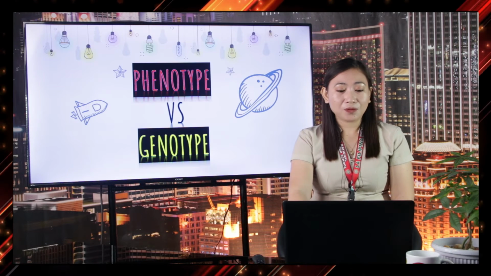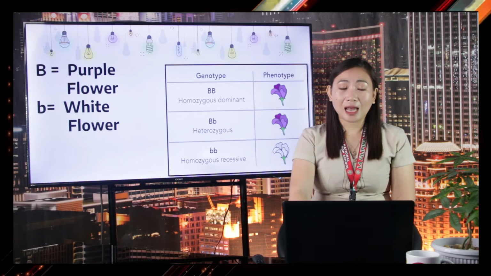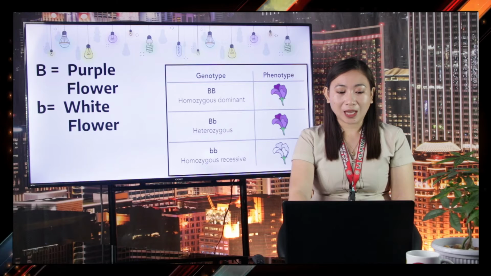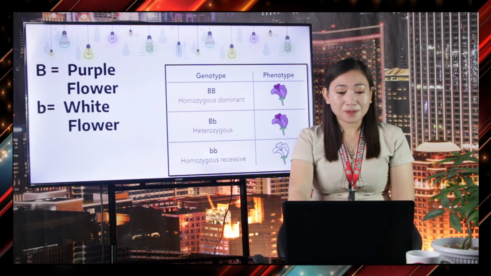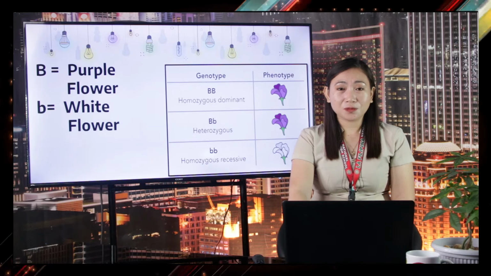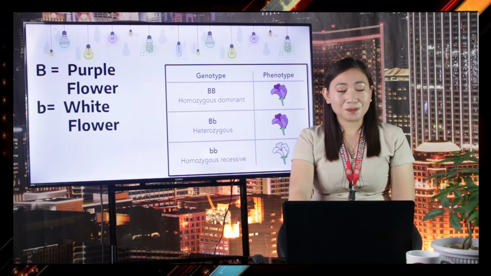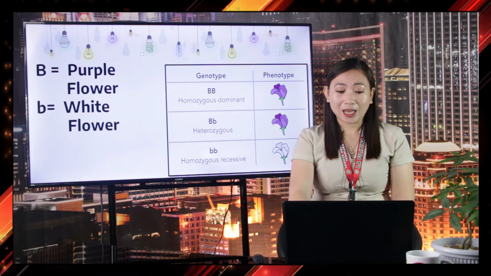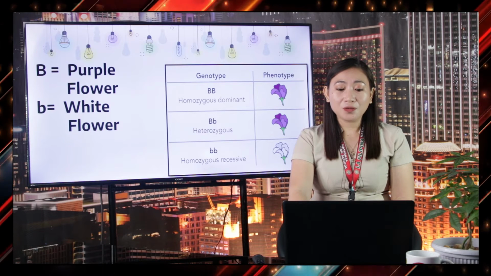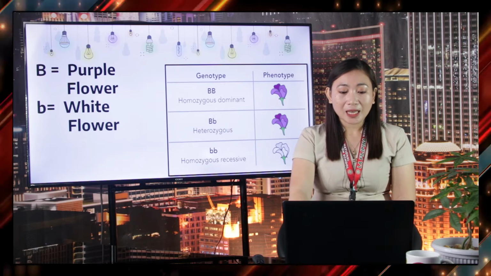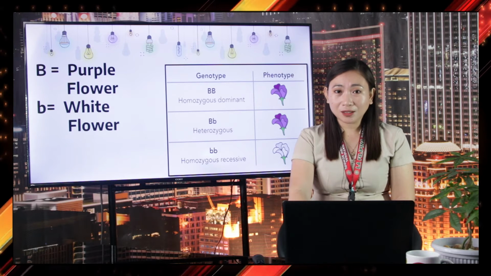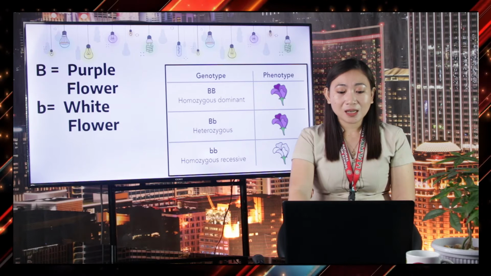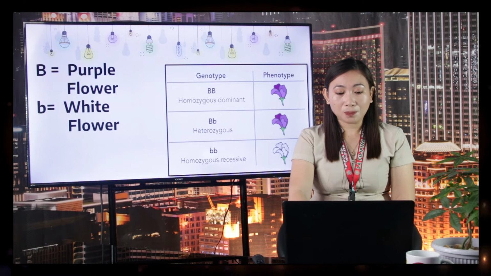Now, phenotype versus genotype. This is an example of phenotype and genotype. Big letter B stands for genotype, purple flower stands for phenotype, small letter b stands for genotype, and white flower stands for phenotype. Now, genotype can be expressed in homozygous dominant or capital letter B's, which the color is purple.